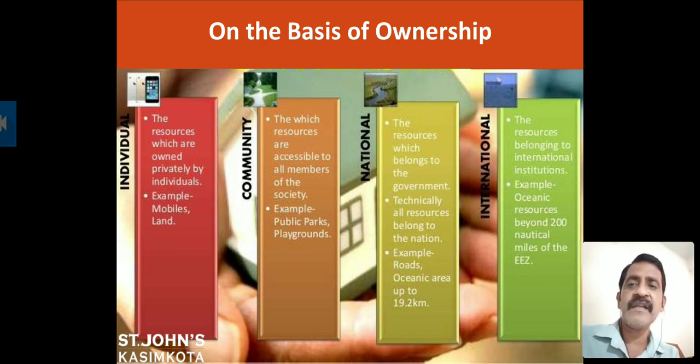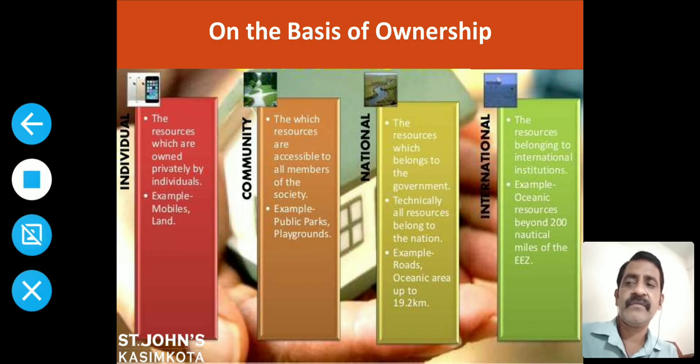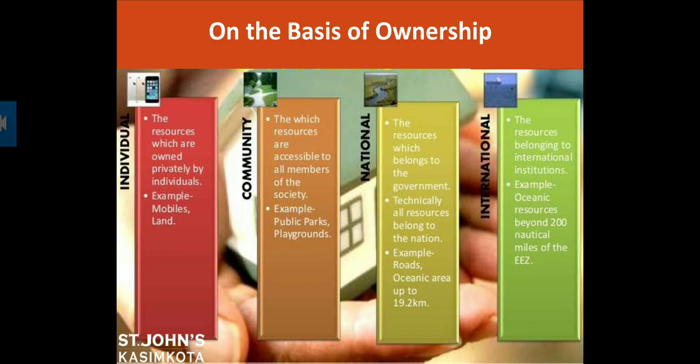Next comes international resources. We are going to see what are international resources now. There are international institutions which regulate some resources. The oceanic resources beyond 200 kilometers of the exclusive economic zone belong to the open ocean, and no individual country can utilize these without the concurrence of international institutions.